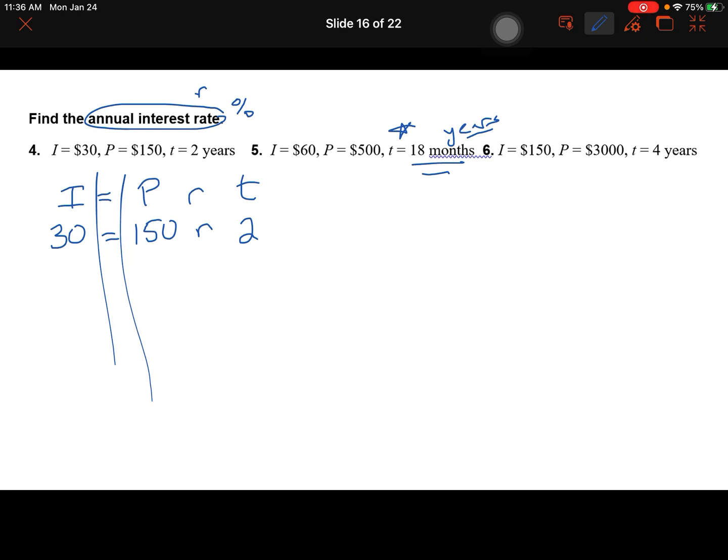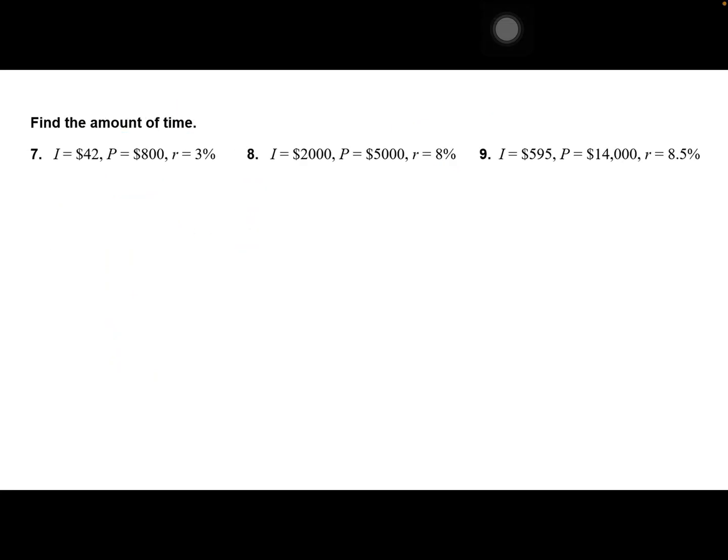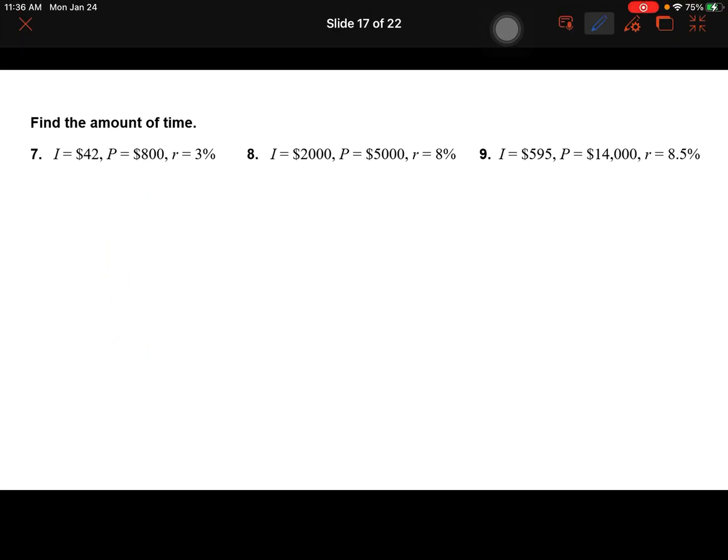The last 3 questions, you are working backwards to find the amount of time. So once again, you're going to use your formula, I equals PRT, and we have I this time, which is our interest. We have our principal, and we have our rate, which remember, we need to change to its decimal form. And that's going to give us this, and then we're going to have our time. And now you're going to work backwards from that to calculate that.